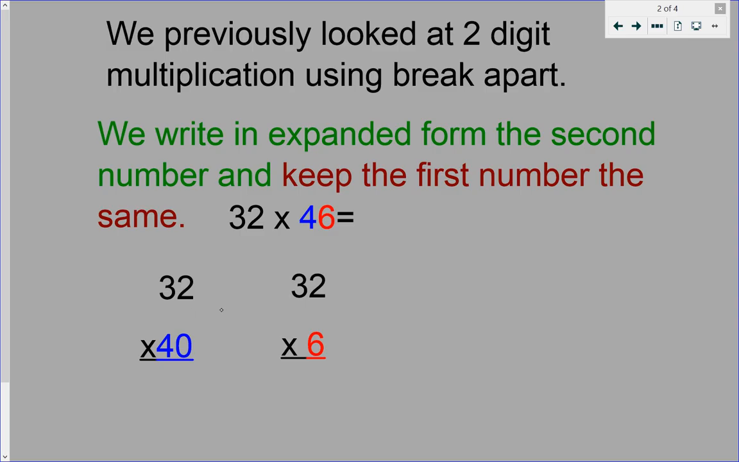All right, so let's do the easier one first. 6 times 2 is 12. 2 down there, carry my 1. 6 times 3 is 18, plus 1 more is 19. So I have 192.